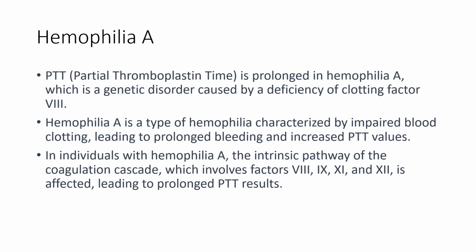This is very important. Now, what happens in hemophilia A? PTT, partial thromboplastin time, is increased in hemophilia. Why? Because in this disorder there is a deficiency of clotting factor 8. So the intrinsic pathway of the coagulation cascade, which involves factors 8, 9, 11, and 12, is affected, which causes the PTT to be increased.